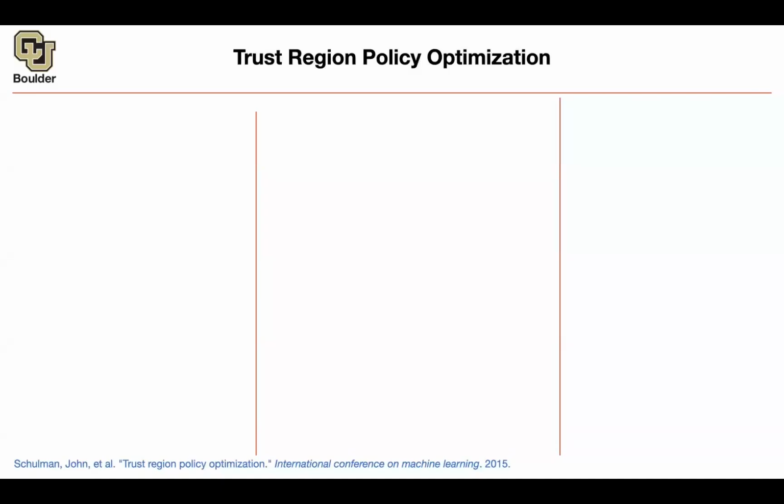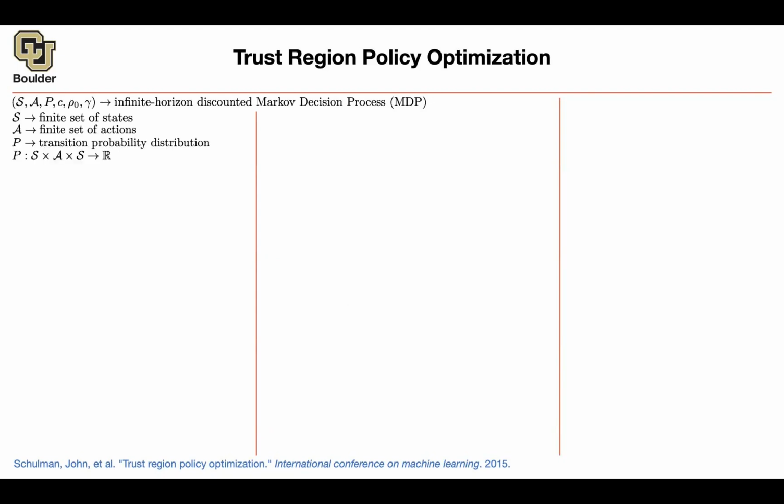Last session, we started trust region policy optimization. I'm going to quickly go through the setup again. You have a finite set of states and a finite set of actions. You have your transition probability that only your environment knows. You have your cost function that you want to minimize. You have some initial distribution for the initial state of the system. You have some discount factor to discount the future.